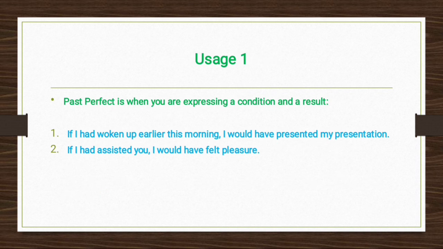First usage of past perfect tense. Past perfect tense is used when you are expressing a condition and a result. It's also like conditional sentences. If I had woken up early this morning, I would have presented my presentation. If I had assisted you, I would have felt pleased.